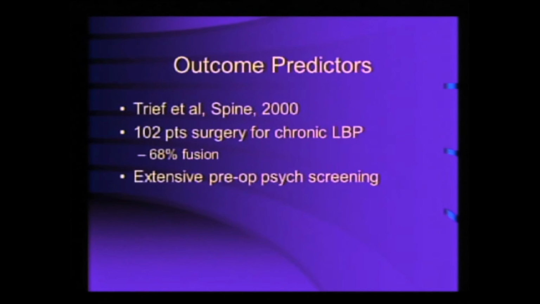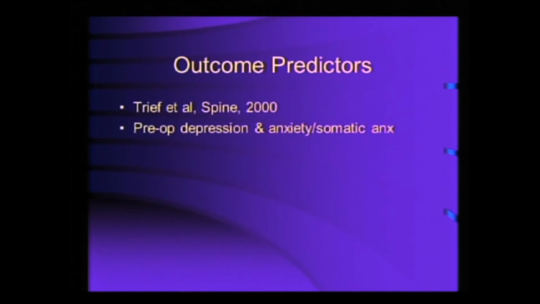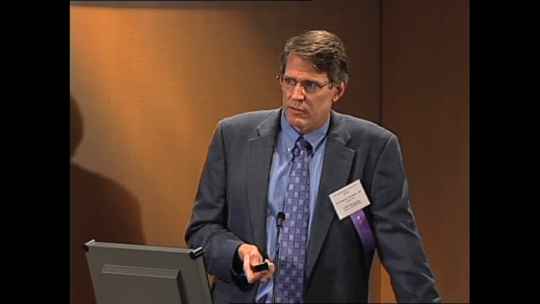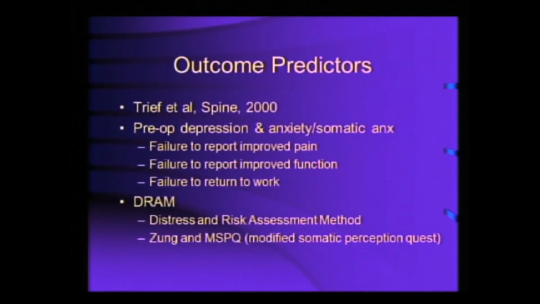They did pretty extensive pre-op psychological screening, and post-op they followed pain and other outcomes at 6 and 12 months. What they found was that when you had preoperative elevated depression and anxiety or somatic anxiety, patients failed to report improved pain, improved outcome or function, and improved rates of return to work. Of all the scales they looked at, the DRAM gave them the best correlation with outcomes. This is the Distress and Risk Assessment Method, which is a combination of two other scales, the ZUNG and the MSPQ.